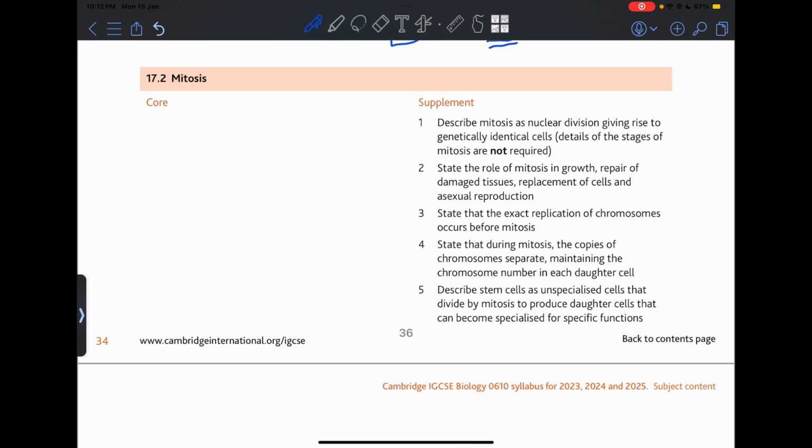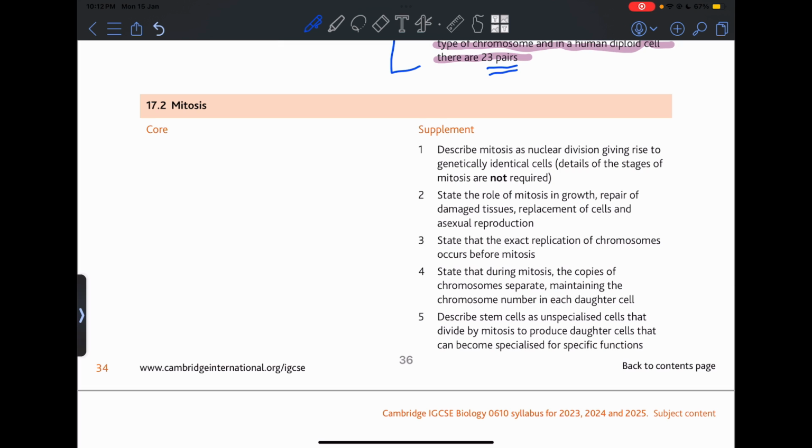So now for 17.2, which is about mitosis. This part is only for extended students, so if you're a core student, you don't need to know about mitosis. Extended students have to describe mitosis as a nuclear division giving rise to genetically identical cells. The stages are not required.